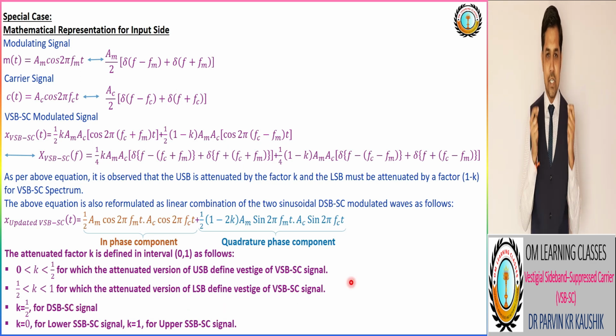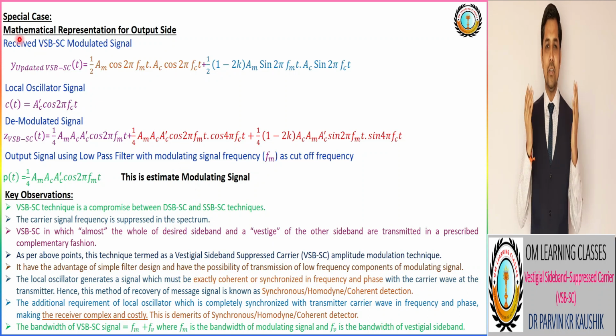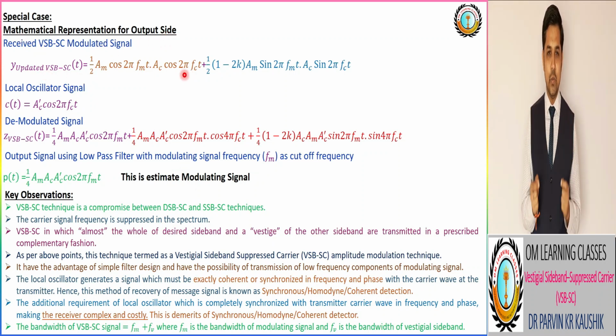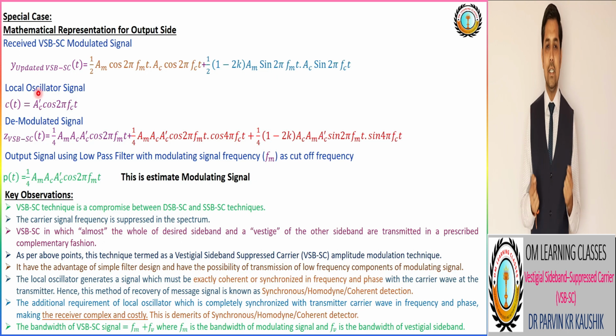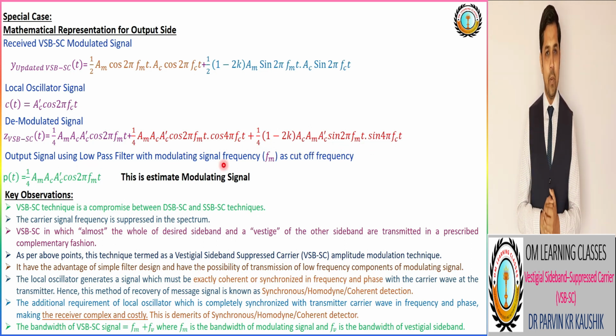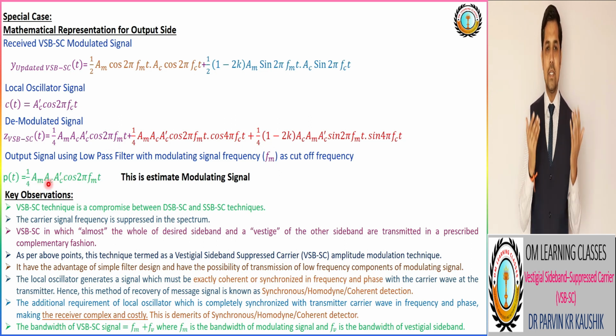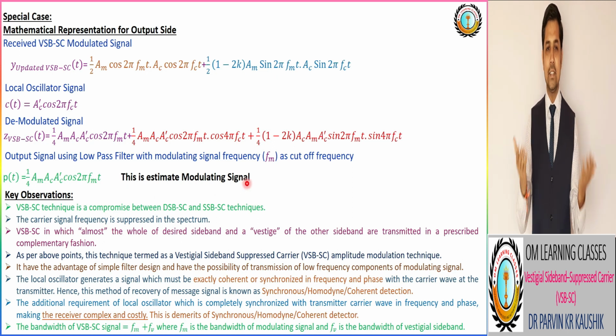Now, this VSB-SC signal is transmitted through the communication channel, and at the receiver end we get the received signal that is equivalent to 1 by 2 Am cos 2 pi fm t into Ac cos 2 pi fc t plus 1 by 2 (1 - 2k) Am sin 2 pi fm t into Ac sin 2 pi fc t. And similar to DSB-SC as well as SSB-SC, we have a synchronous detector here, and by utilizing the local oscillator signal, that is c(t) equivalent to Ac cos 2 pi fc t, we get the demodulated output, and this demodulated output is passed through a low pass filter whose cutoff frequency is equivalent to the maximum modulating frequency or baseband signal bandwidth, and we get the estimated modulating signal that is equivalent to this.